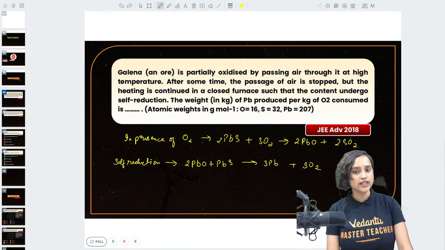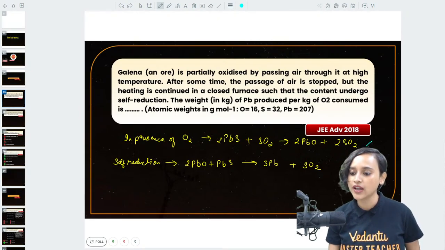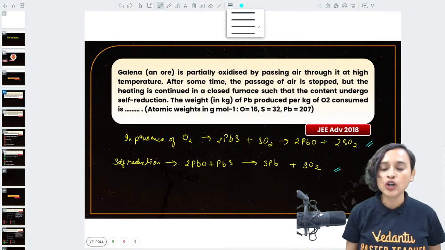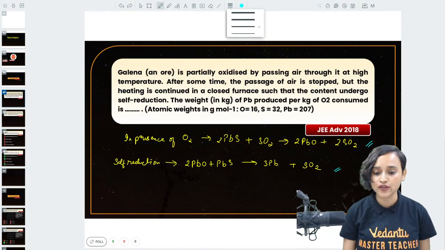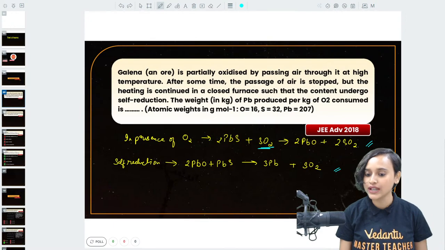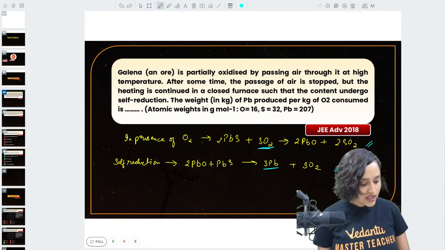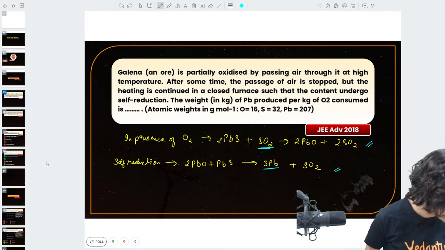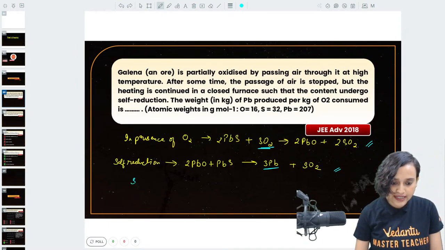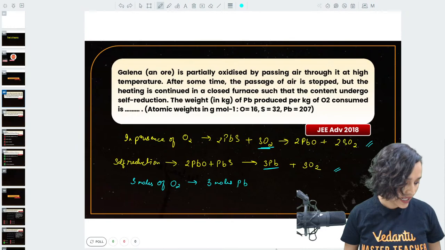Okay, so in self-reduction, this will happen, and in presence of oxygen, this is the reaction. This much have we understood? Yes. Now we have to calculate. We see that 3 moles of O2 is giving us 3 Pb. Am I right, guys? You just have to think about how to solve it. So 3 moles of O2 is giving us 3 moles of Pb. Do we see that, everybody? I have underlined it.